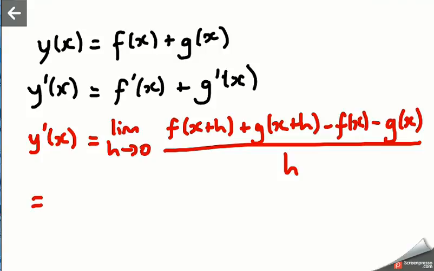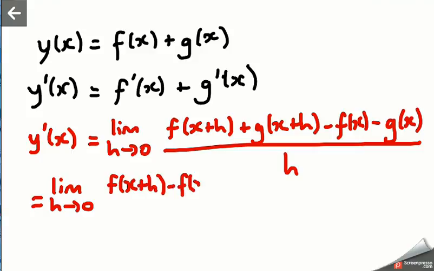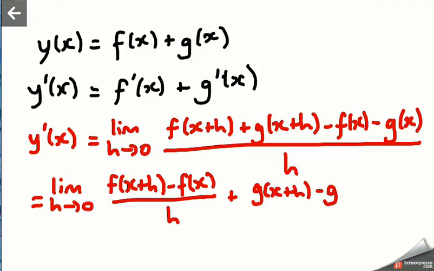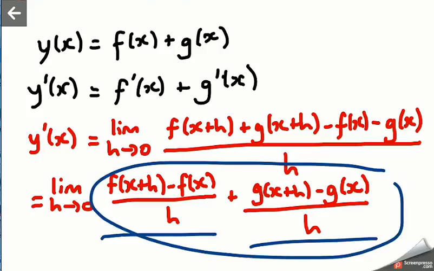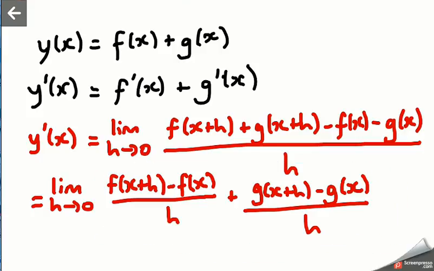Well, now you may have observed that we can kind of group them differently. This is equal to the limit as h goes to 0 of f of x plus h minus f of x divided by h plus g of x plus h minus g of x divided by h. And assuming that this thing gets closer and closer to some number as h gets closer and closer to 0, and this thing gets closer and closer to some number as h gets closer and closer to 0, well then whatever number the whole thing gets closer and closer towards must be the sum of those two numbers.